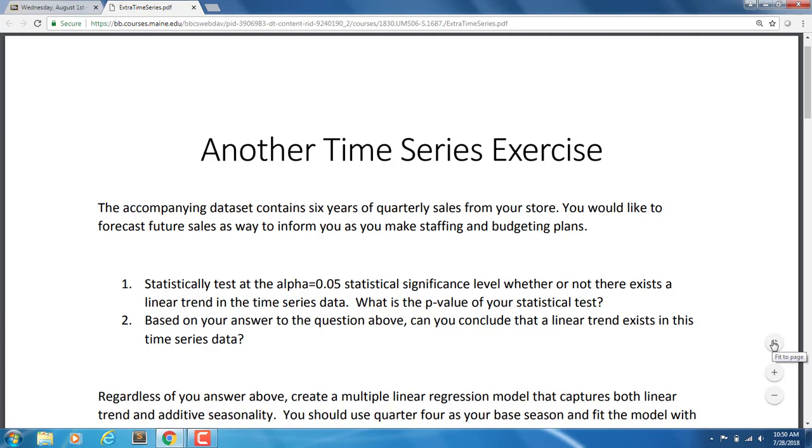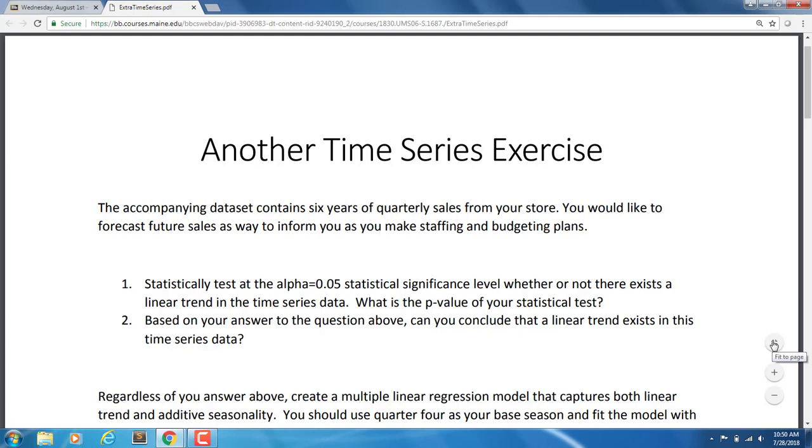So again, something that is a little more involved and in depth. The accompanying data set contains 6 years of quarterly sales from your store. You would like to forecast future sales as a way to inform you as you are making staffing and budgeting plans. So number 1, statistically test at the alpha equals 0.05 statistical significance level whether or not there exists a linear trend in the time series data. What is the p-value of your test statistic?